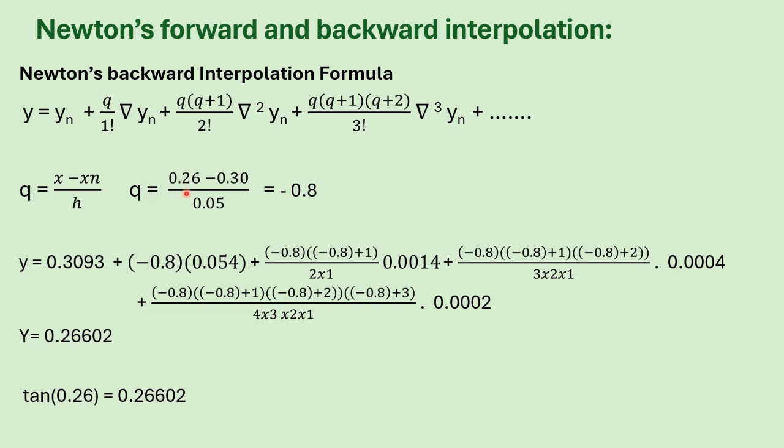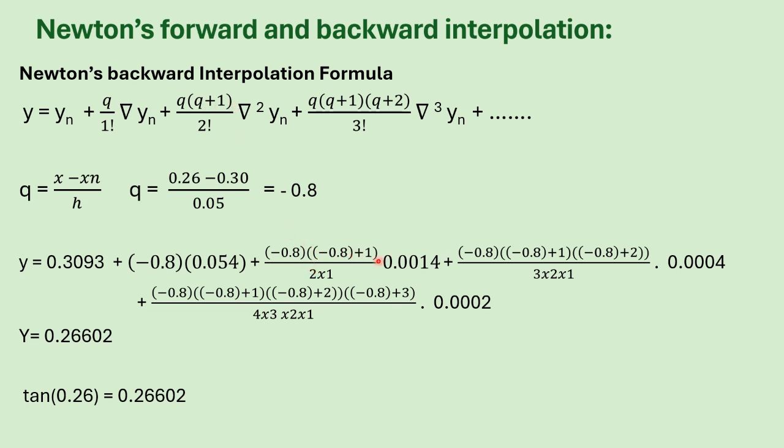We are taking xn here because we are doing backward interpolation, and h is the difference interval. Substituting the values here: 2.26 minus 0.3 divided by 0.5 is this. Now substituting the values, yn is this, plus q is this, and delta yn is this. 0.54 plus, now q is this one, 0.8, into q plus 1.